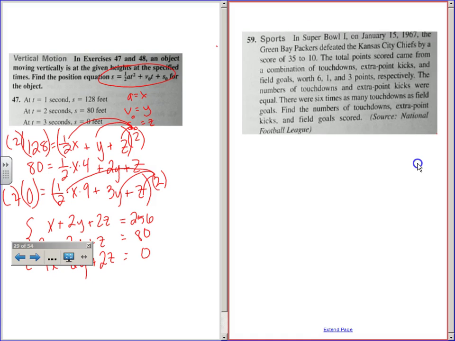You have to take your clues. I mean, they tell you it was Super Bowl I. They tell you who was playing, what year it was played, etc. But pulling out the actual clues as far as the solving of the problem, I know the score was 35-10.